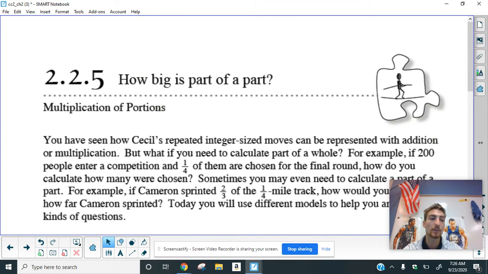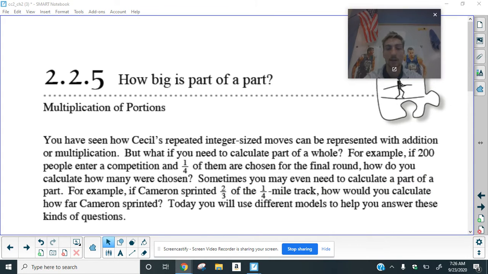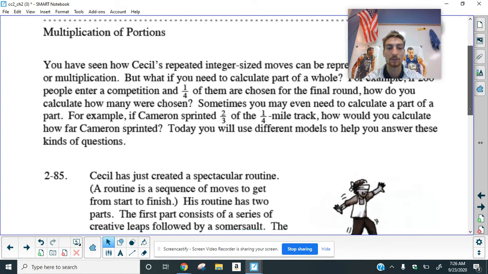For example, if 200 people enter a competition and 1/4 of them are chosen for the final round, how do you calculate how many were chosen? Sometimes you may even need to calculate a part of a part. For example, if Cameron sprinted 2/3 of a 1/4 mile track, how would you calculate how far Cameron sprinted? So today you will use different models to help you answer these types of questions.